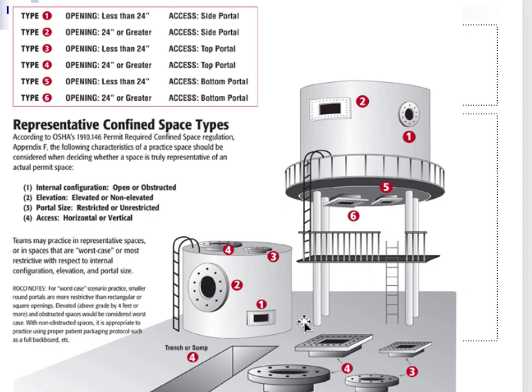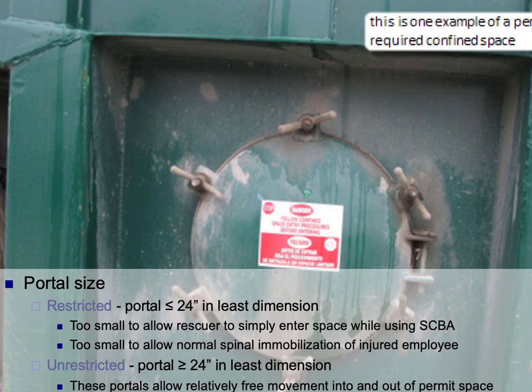And then we have the same type of setup but on the ground as opposed to an elevated surface. So this would be greater than 4 feet, all permit required confined space, even going down into a sump or a trench. And then going more than 4 feet below grade would also be a permit required confined space.